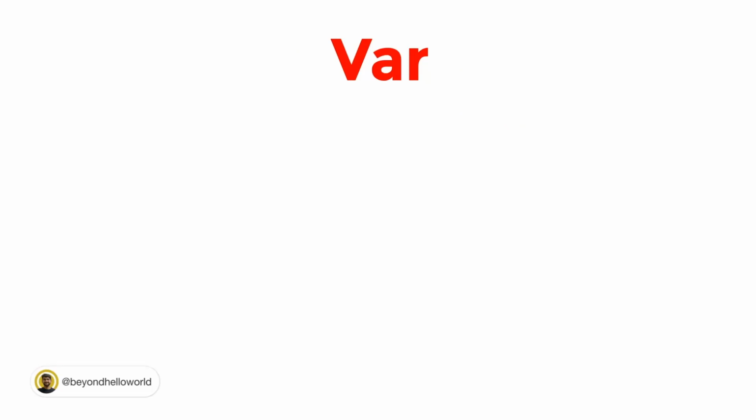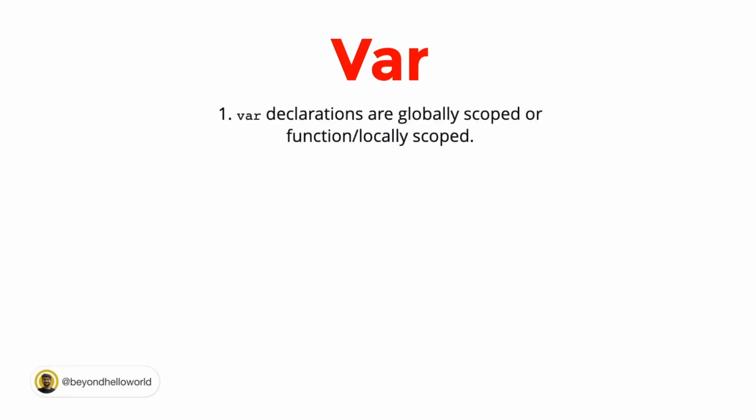Let's talk about var now. Var is an older way of defining variables that can change. It changed after ES6 was launched. Var declarations are globally scoped or function locally scoped. So they can be accessed from anywhere. If you declare a var inside if or for, you can access it outside it. Var variables can be redeclared and also updated.